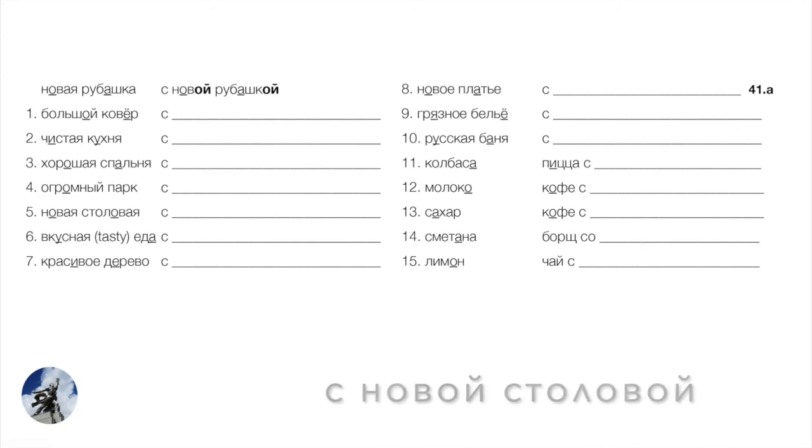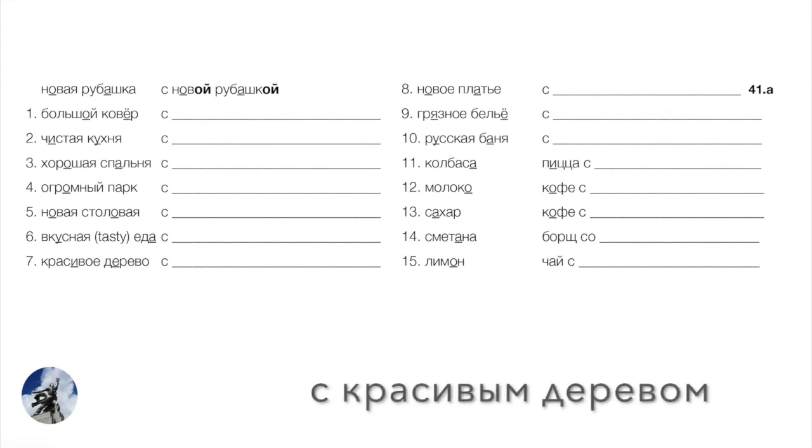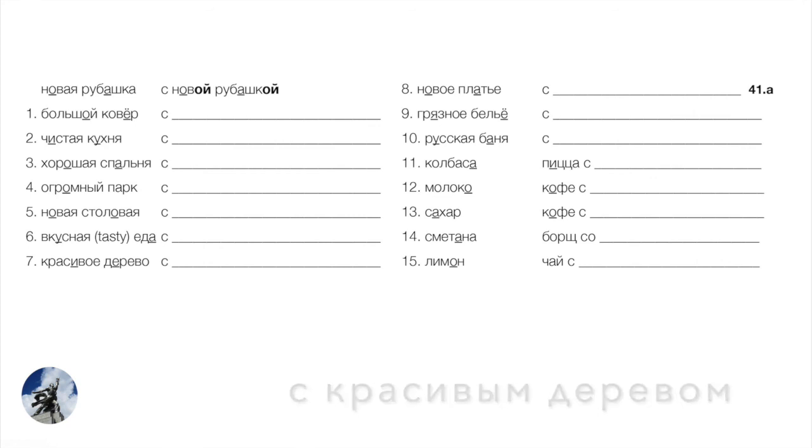Now remember that столовая is itself an adjective, but here, right, it doesn't really matter that much because we're using the same endings for adjectives and nouns in the feminine. Number 6, вкусная еда, with tasty food. С вкусной едой. Number 7, красивое дерево, just a regular old neuter noun. С красивым деревом. Number 8, новое платье. There's a soft neuter, not in stressed, so that'll be с новым платьем.